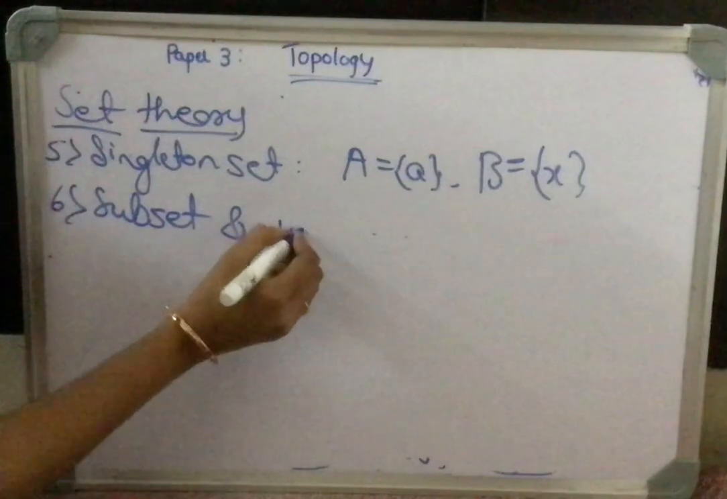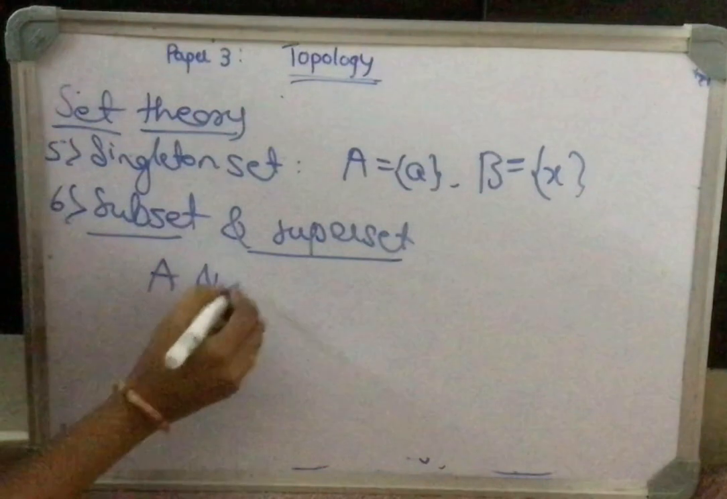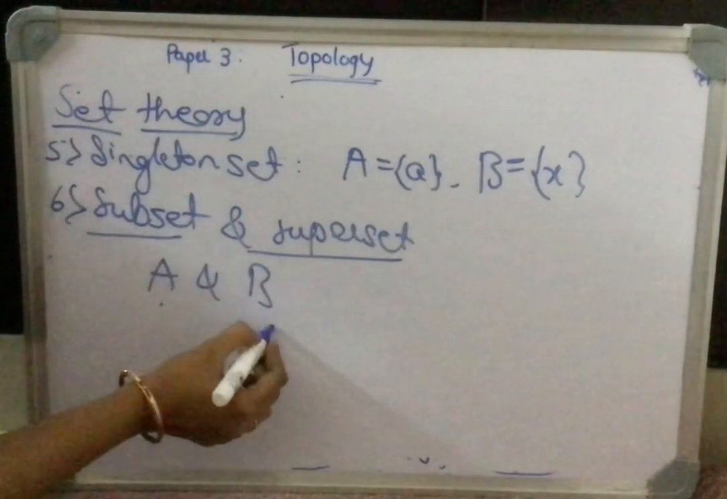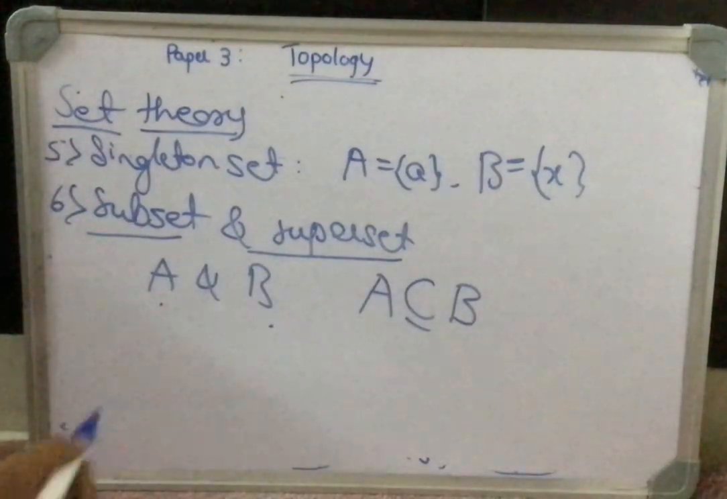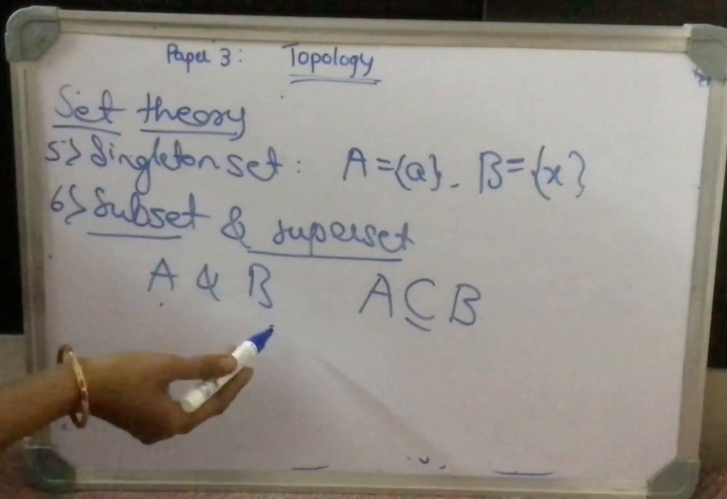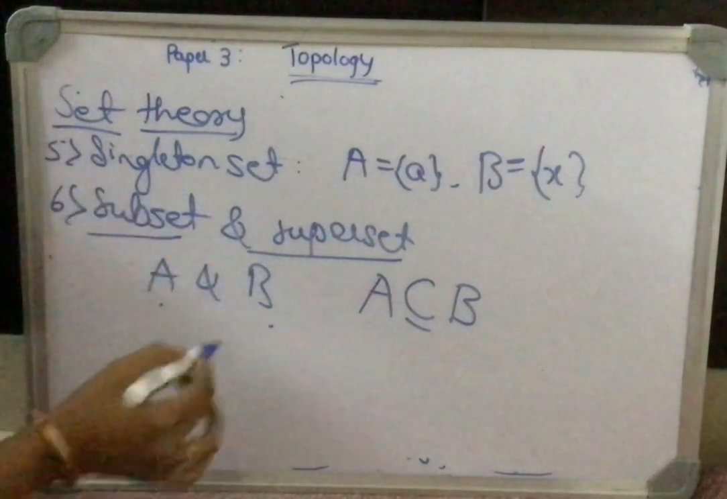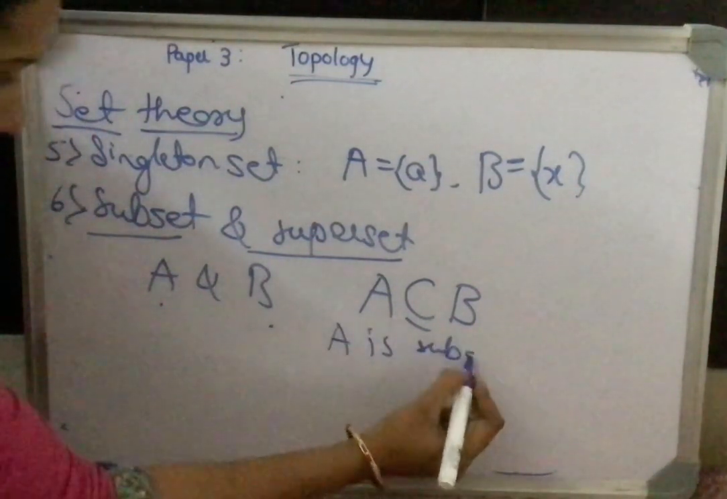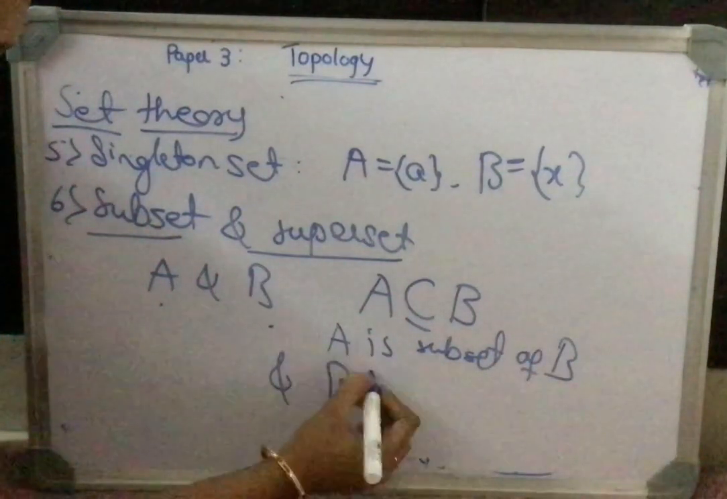Next is subset and superset. If A and B are any two sets, and every element of A is in B, then A is said to be a subset of B. That is, every element of A should be in B. Whatever is in B need not be in A, but every element of A should be in B. Then A is a subset of B. Here A is a subset of B, and also B is a superset of A.